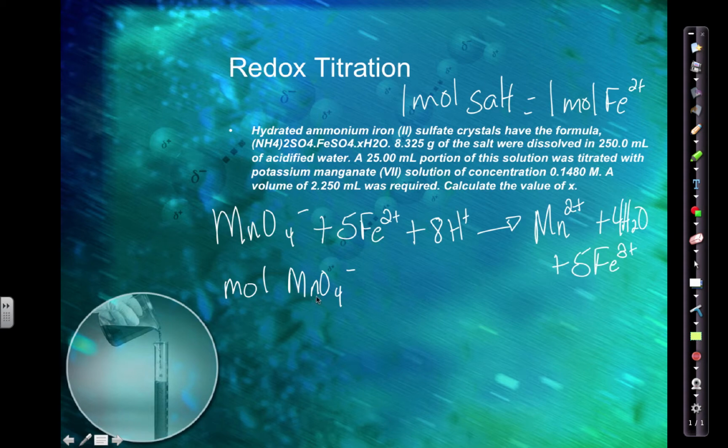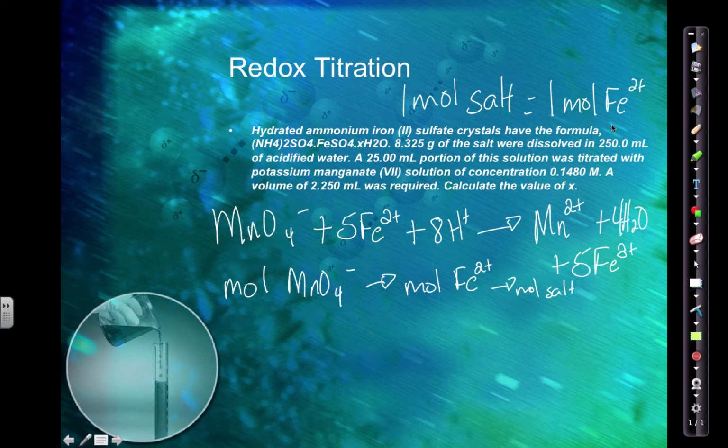So once I have the moles of permanganate, I can figure out how many moles of iron reacted with it. And then at that point, I can figure out the moles of salt. So I'm going to go from my permanganate to iron, and then to the salt, because I know that 1 mole of iron is equal to 1 mole of salt. And then once I do that, I can figure out how many grams of water I have.